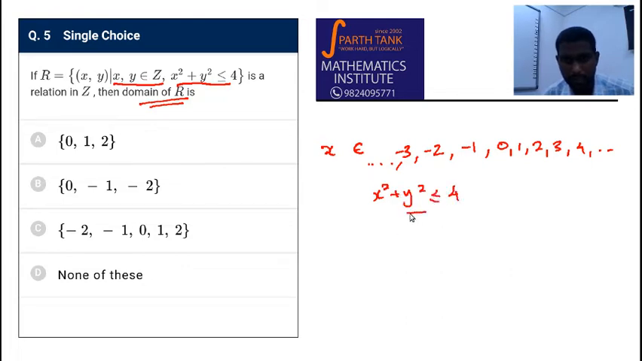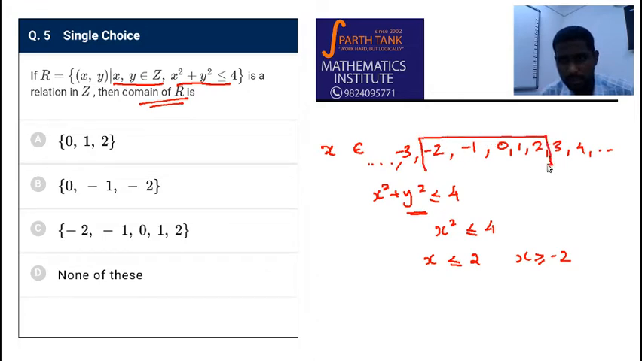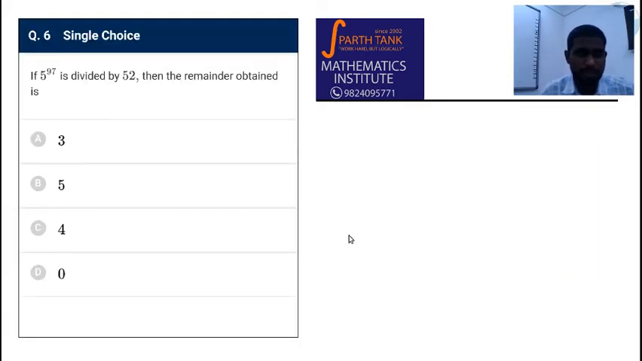that y squared can be a minimum of 0. Therefore, x squared should be less than or equal to 4. Therefore, x should be less than or equal to 2, and it should be greater than or equal to minus 2. That is, it can take only values in this region, right? Very simple question. Option C, minus 2, minus 1, 0, 1 and 2. No complications at all. Very simple logic. Moving on to question number 6. Now this is a very interesting question.